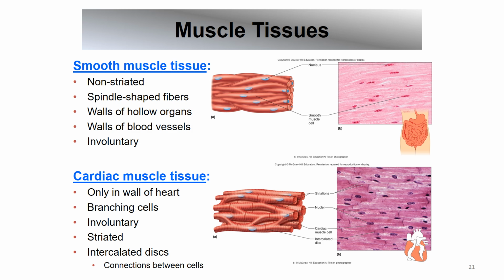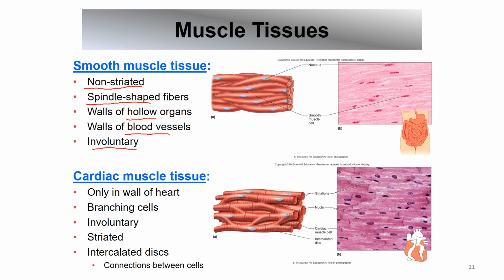Smooth muscle, on the other hand, does not have striations. It's non-striated. Here the cells are more spindle-shaped. Smooth muscle is found in the walls of hollow organs and blood vessels. And smooth muscle is involuntary.